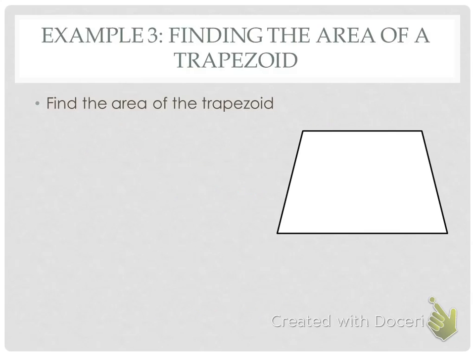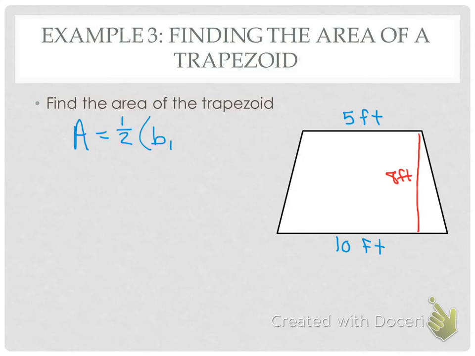So now let's actually find one. Let's find the area of a trapezoid when the height is 8 feet and the bases are 5 feet and 10 feet. Make sure you're writing this down in your notes. All right, so now I'm going to plug this into my formula. And yes, you do need to memorize all of these formulas for your next quiz and test. All right, the area equals 1/2 times base 1 plus base 2 times the height.